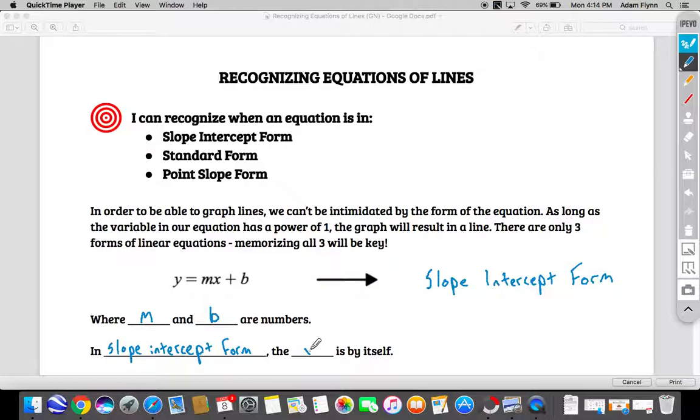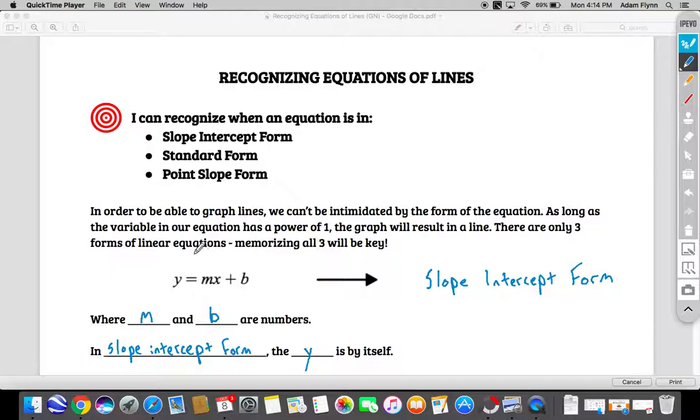the y is by itself. That is a telltale sign that a line is in slope-intercept form. So on this side of the equal sign, the y is completely alone. It's all by itself. There's nothing being added to it, subtracted, multiplied, or divided. Okay? All by itself. Okay?